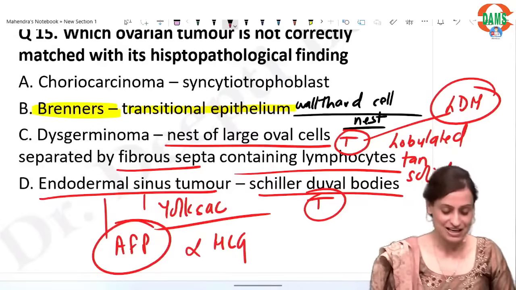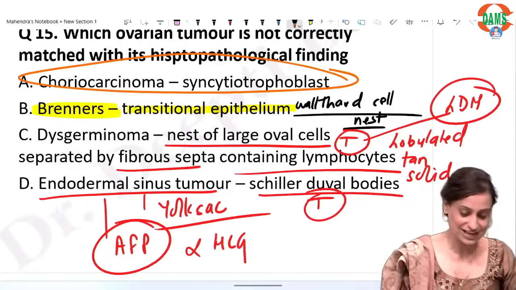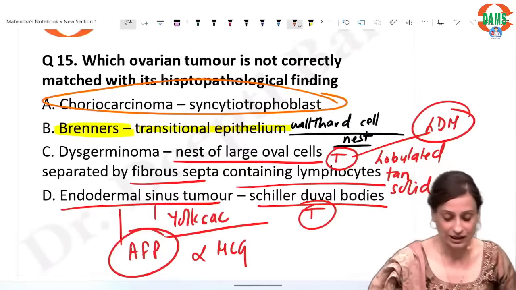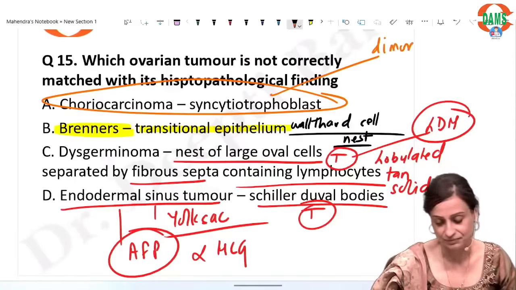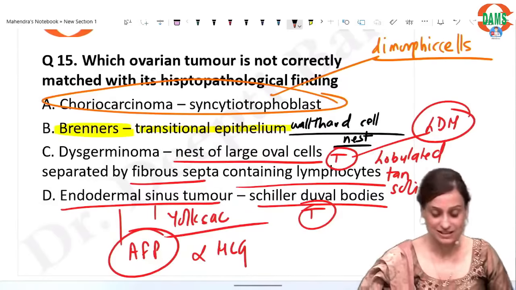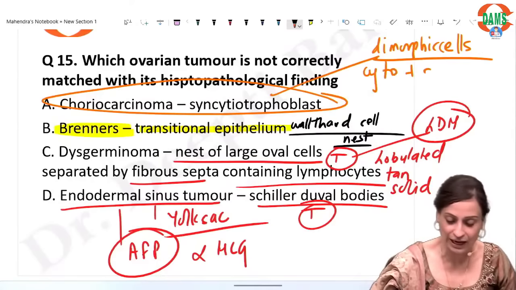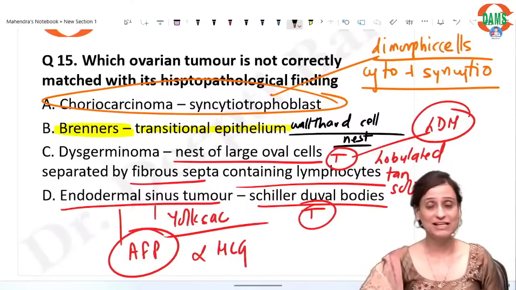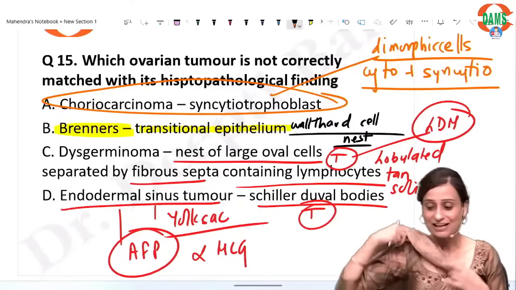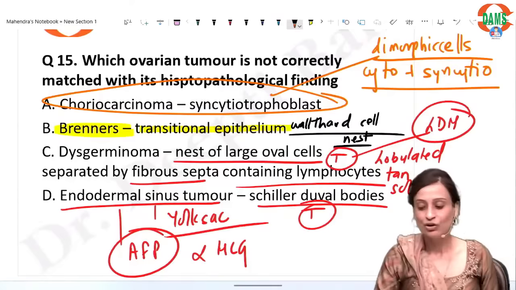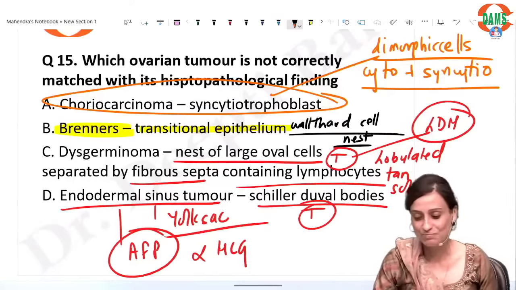Perfect. Why is option A wrong? That's the answer here, because choriocarcinoma will have dimorphic cells. You will see dimorphic cells. It has to be cytotrophoblast and syncytiotrophoblast. So you will see both types of cells, mononuclear cells as well as multinuclear cells, right? Perfect. Good going, everyone. Are you ready for the next one?